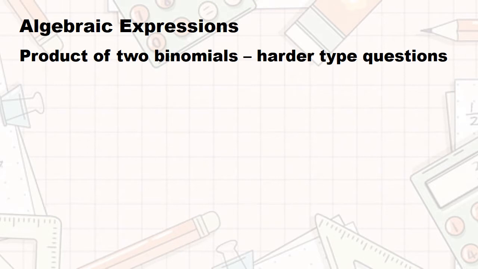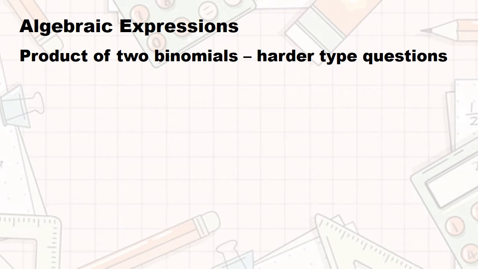We're just going to have a look with this video at the start of the algebra for grade 10 before we get into factorization. So just the algebraic expressions, simplifying, collecting like terms, and so on. Okay, so we're going to start off with the algebraic expressions. It's the product of two binomials. I said it's harder type questions.